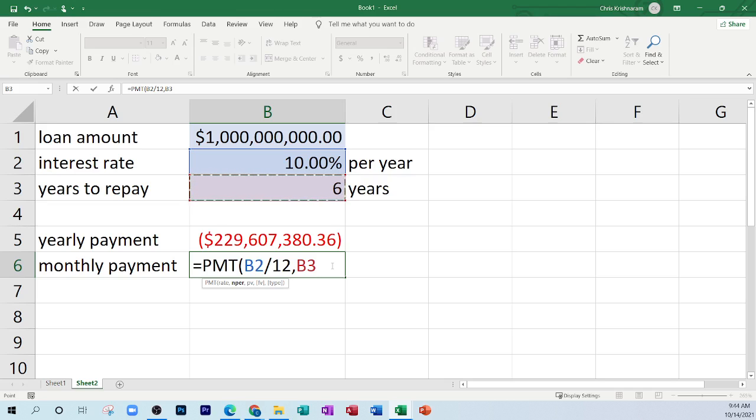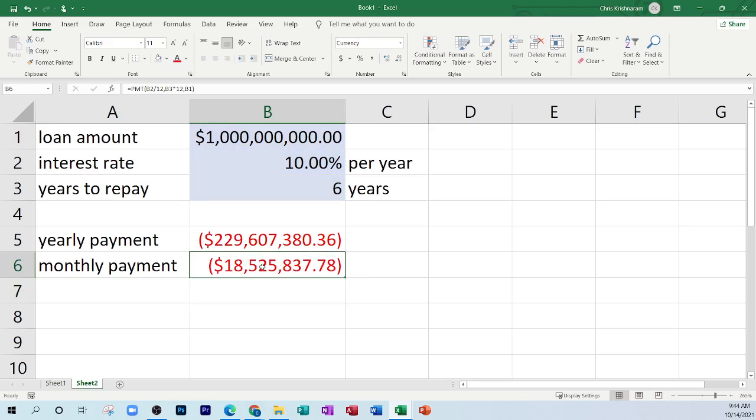B3 times 12. Very good. So that's going to be times 12 there. So this entire part here now is my number of payments. And lastly, we have our loan amount. We don't have to do anything with that because that's going to stay the same no matter what. So now we have our monthly repayment.